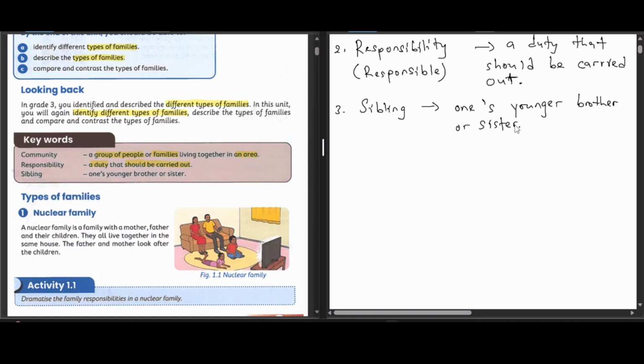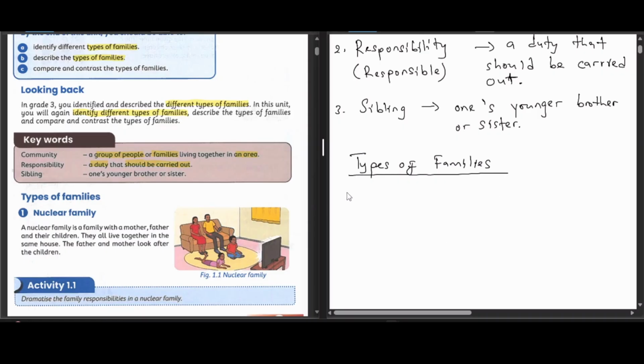Let us look at what we have to learn. Types of families. So when we look at the types of families, we have different types of families.